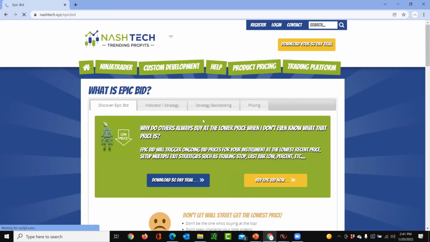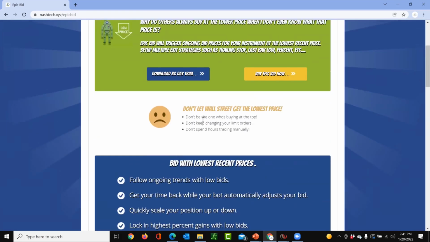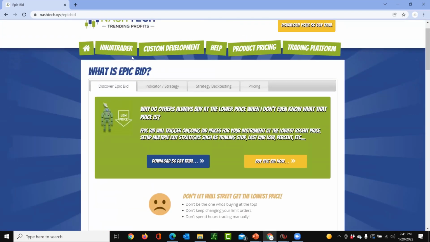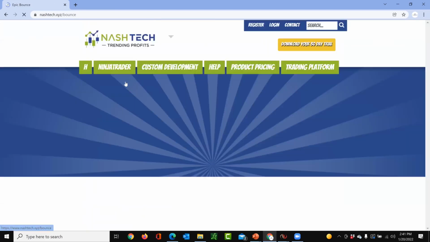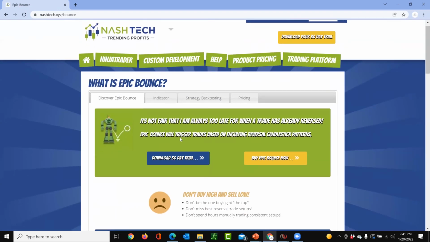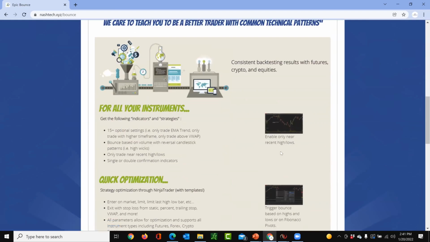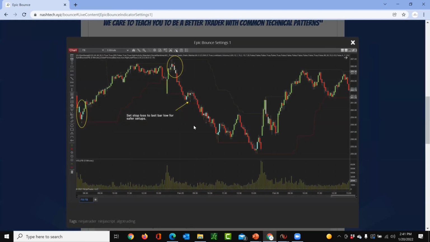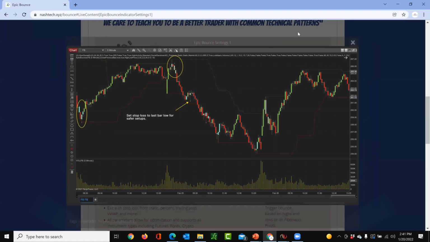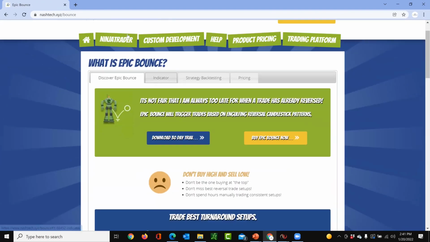Epic Bid basically has an ongoing bid, just kind of follows a trend with really low bids. So if something were to really drop, it just has an ongoing bid. It's a great setup. Epic Bounce is looking for really long topping tails, bottoming tails, and basically from those entering based in the direction of where the buyers came in, where the sellers came in, things like that. Let me see more. Just run through these. I got a few more minutes, and then we'll move on to questions.